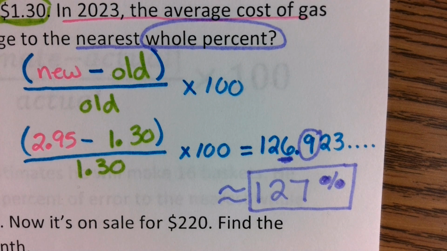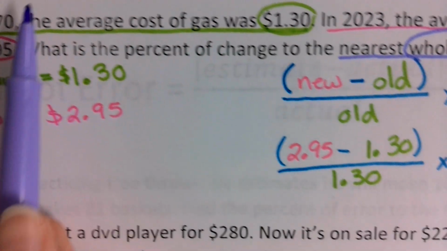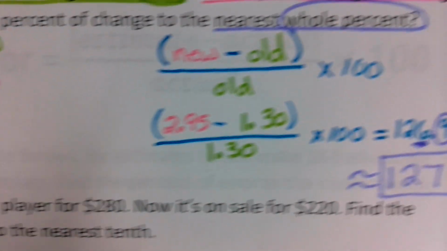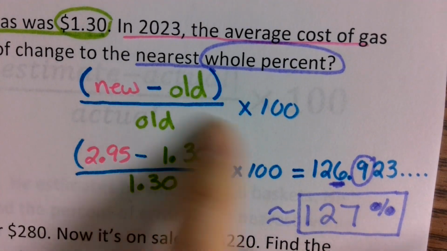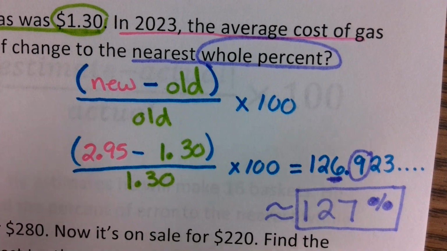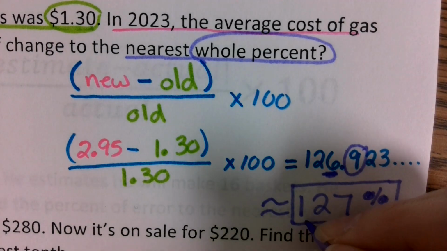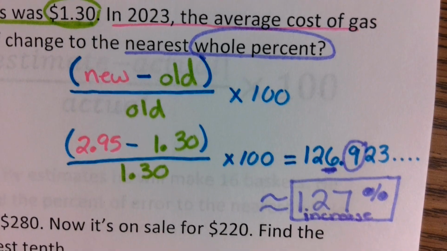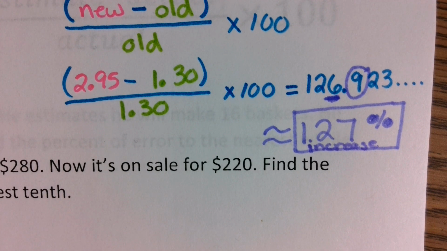Now, I also need to indicate whether this was an increase or a decrease. So when we're looking at our original to our new, did we increase or did we decrease? We increased. I also know we increased because when I subtracted and did all this work, I got a positive answer. If I got a positive answer, it meant it was an increase. If I get a negative answer, then that would be a decrease. So I'm going to put down here that this was a 127% increase. You want to make sure that you include both.